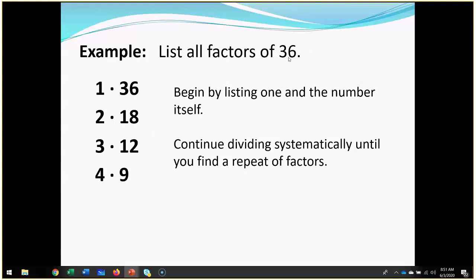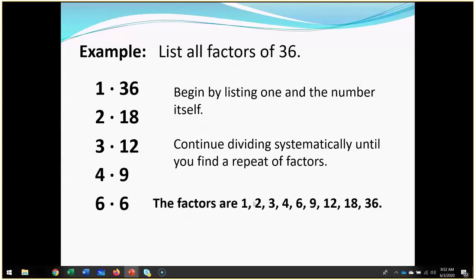Then I'm going to go to 5. 36 divided by 5 does not work, so I'm not going to list it. Then I'm going to go to 6. 36 divided by 6 works, and the answer is 6. And right here, I see a repeat. It could be an entire line like the last problem was, or it could be 2 repeated factors right here within the same line. Doesn't matter, it's still a repeat, so we're done. We don't have to check 7, we don't have to check 8. The next one that would have worked would have been 9, which we already got, so we're done. Here's all of the factors then.